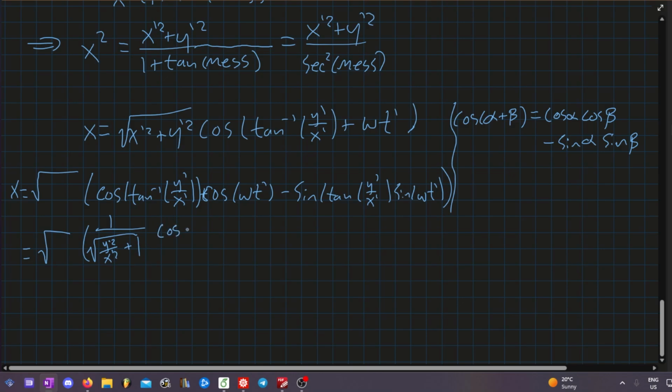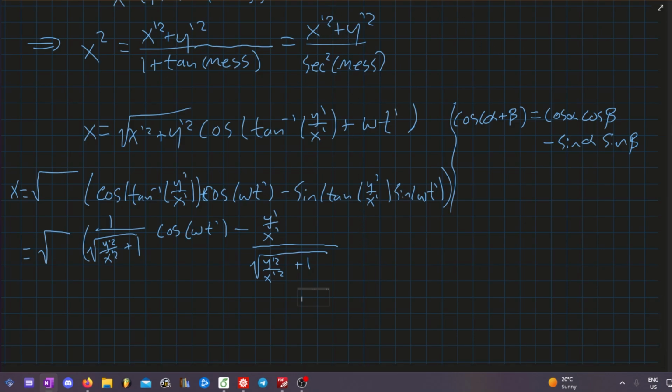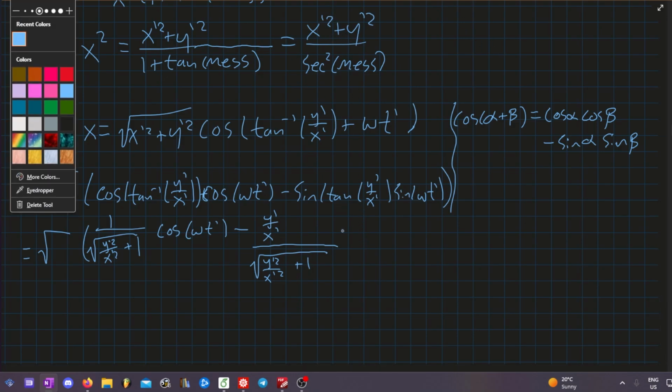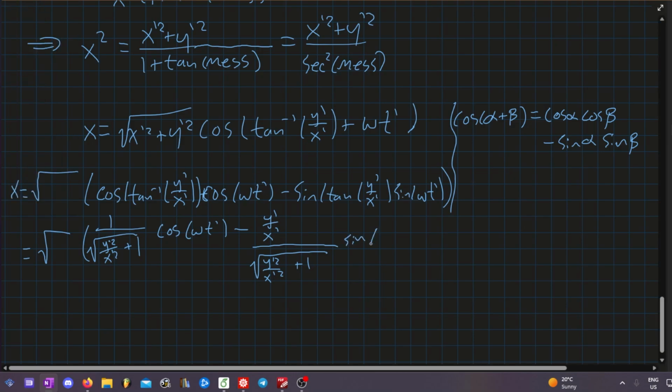This is going to be times cos of omega t prime minus, and then the sine of the inverse tan is going to give us something like this. Again, just look this up. Y prime squared over x prime squared plus 1. Times sine of omega t prime.